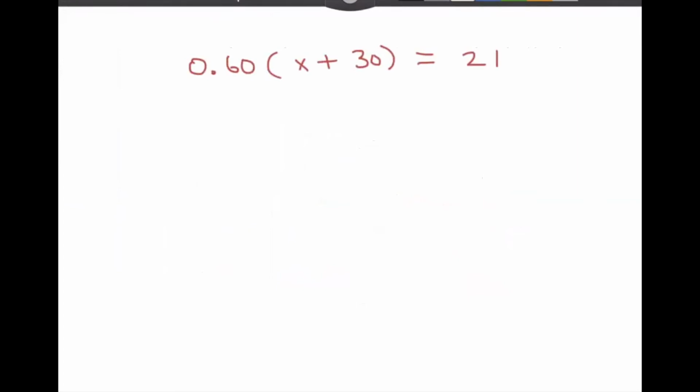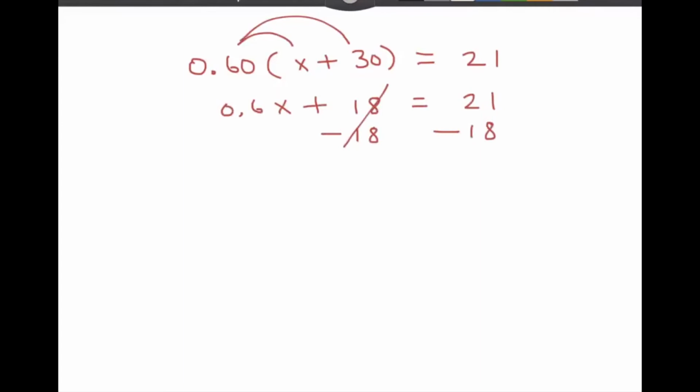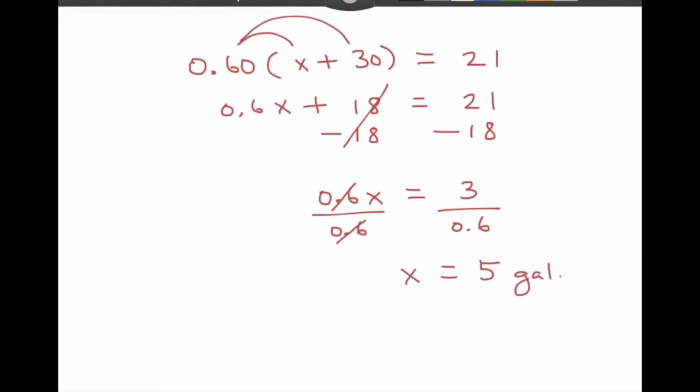All right, distributing the 0.6, we get 0.6x plus 0.6 times 30 is 18. Subtracting 18 from both sides, we get 0.6x equals 3. And finally, dividing both sides by 0.6, we get x equals 3 divided by 0.6, which is 5. So you would need 5 gallons of water.